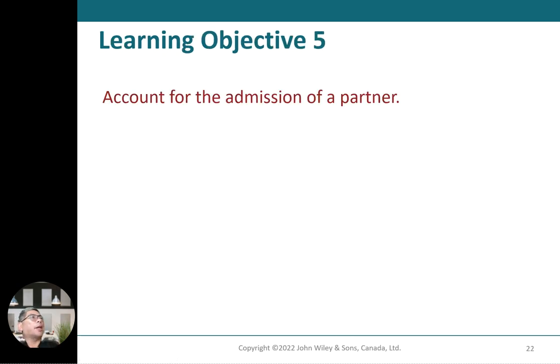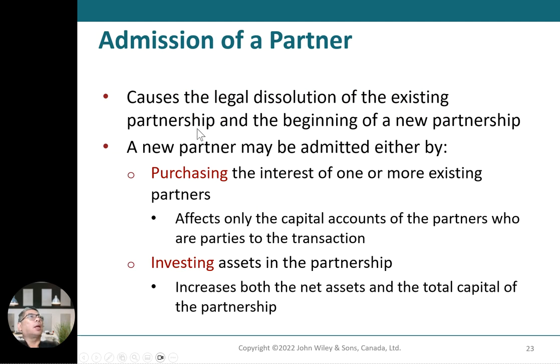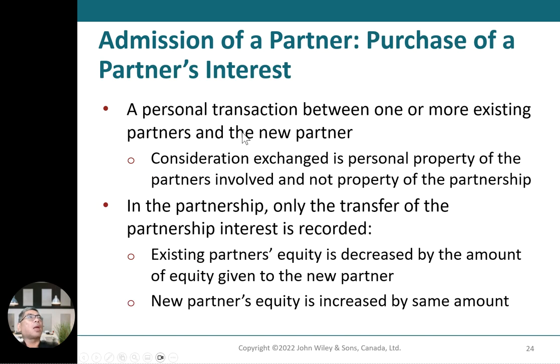Right, look at the next one, admission of partners. There's a cost for the dissolution of the existing partnership and the beginning of a new partnership. A new partner may be admitted either by purchasing the interest of one or more existing partners, which affects only the capital accounts of the partners who are parties to the transaction, or by investing assets in the partnership, which increases both the net assets as well as the total capital of the partnership.